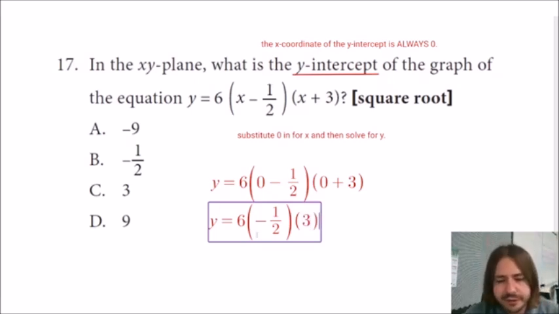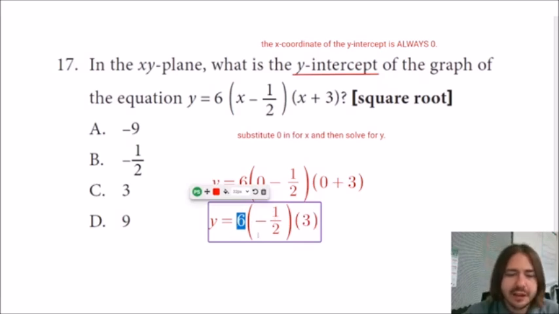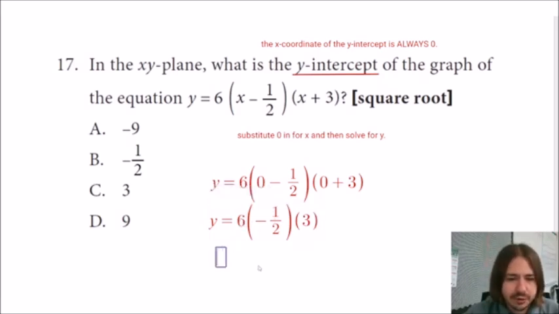Now we just multiply these together. So 6 times negative 1/2. Well, half of 6 is 3. Negative, that would be negative 3 times 3 will be 9. And there we go. There is our y-intercept. It's going to be at 0, 9. So we see our answer choice. The correct one is D here.